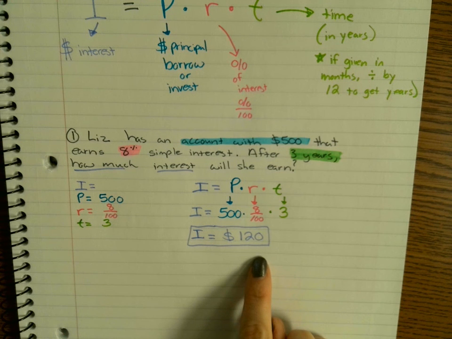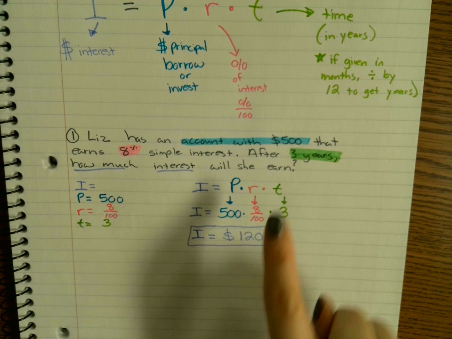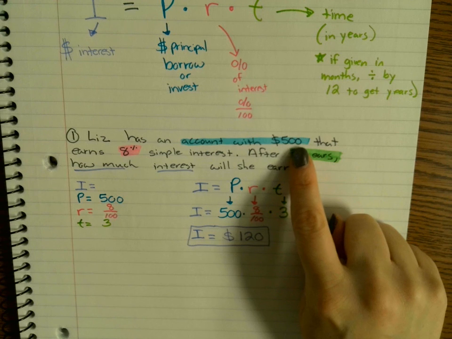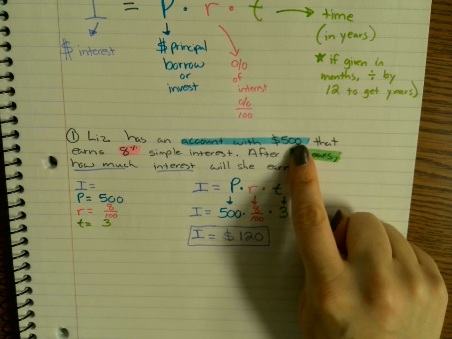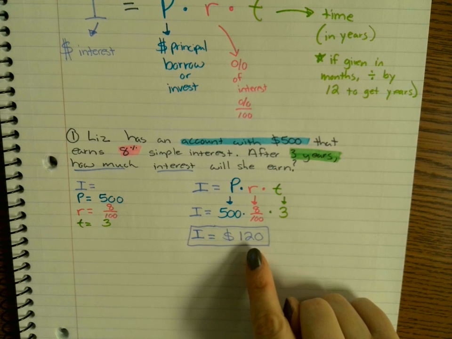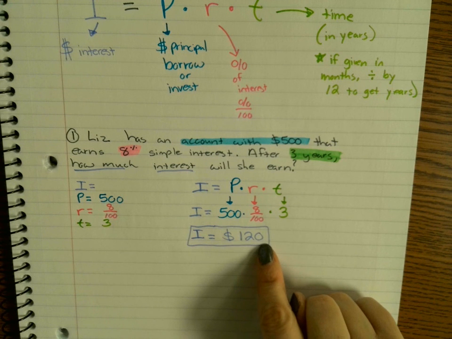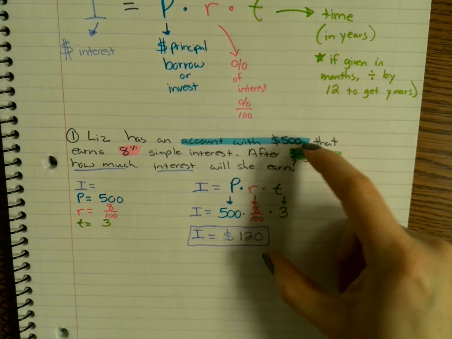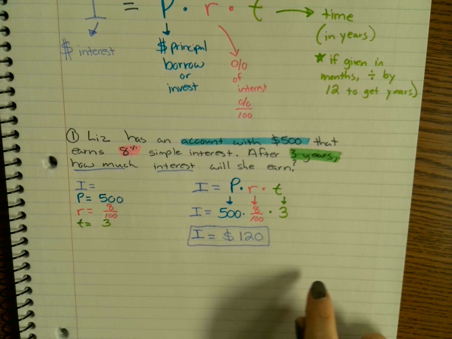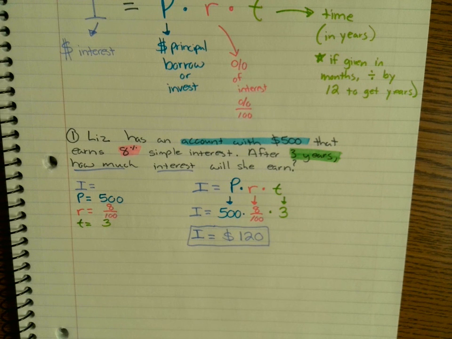Not divide. You would add it into the account. She has 500 in the account. After 3 years, she's going to have an additional $120 in there. So we would add that. She would have a total of $620 after 3 years.